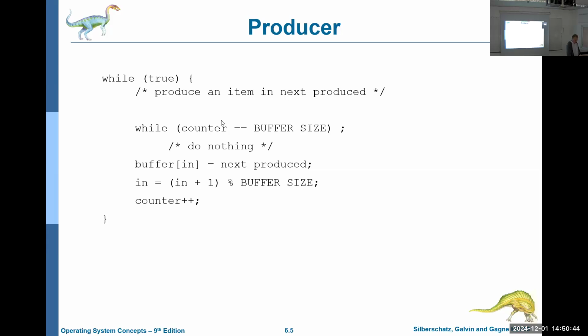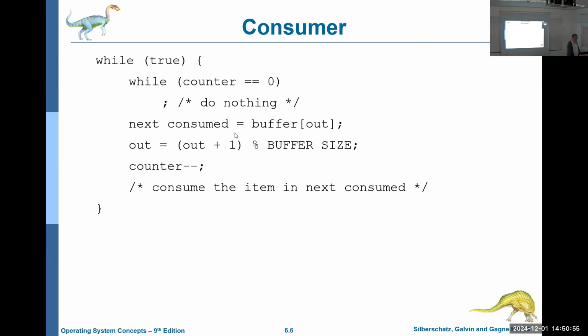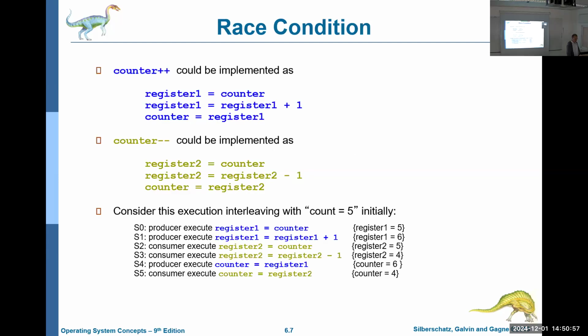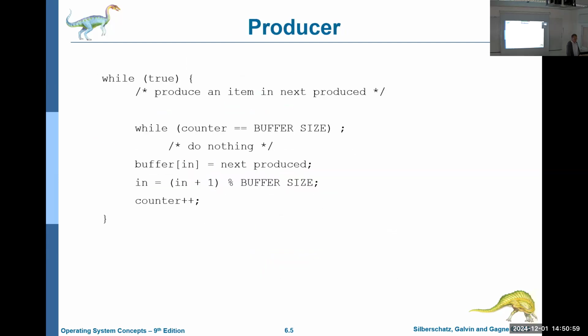Did we see this before? Is this the same as we saw before? Produce an item in the next loop. While counter equals buffer size, do nothing. So what is this loop going to do? Here is the example we discussed before, and the point is not to understand this example right now.